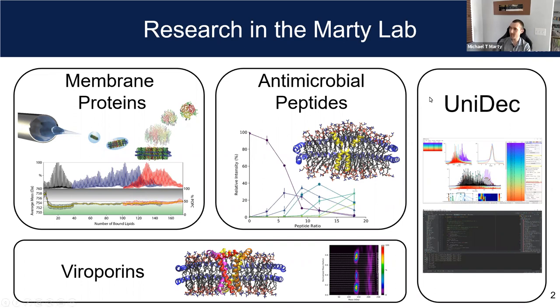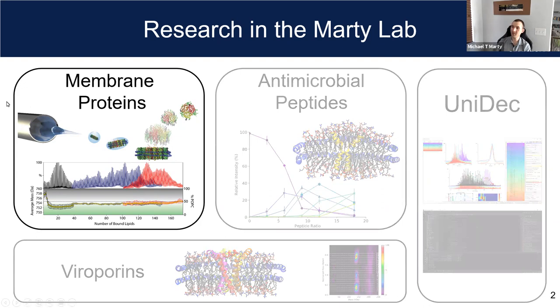On top of this, we've been doing some software development with our software suite UniDec, which kind of underlies all of this. I won't really talk about that today, but it's kind of the enabling technology that allows us to do these sort of crazy mass spectrometry analyses. So today I'm going to start by talking about our work on membrane proteins and protein lipid interactions. And then the second part will focus on viroporins.